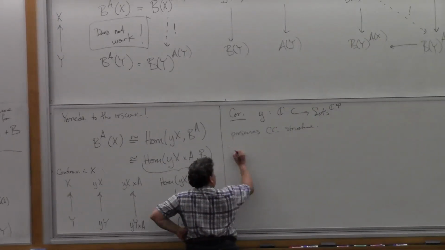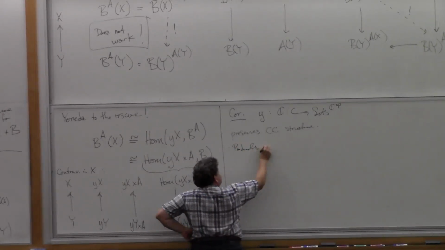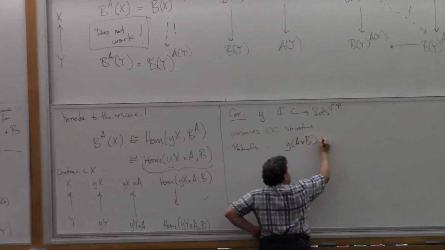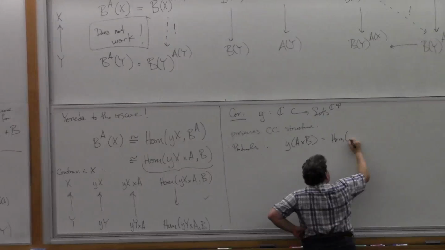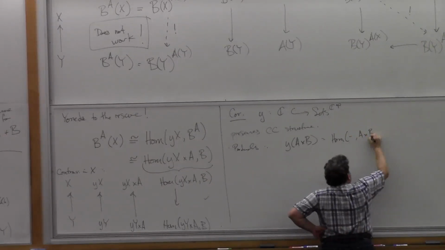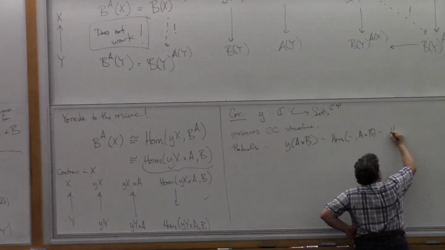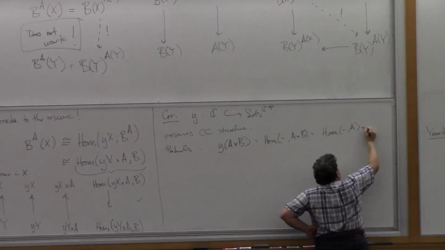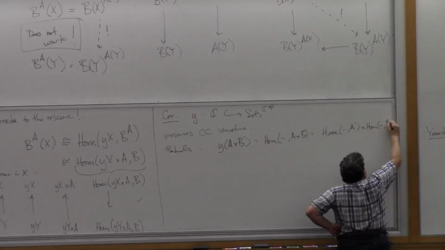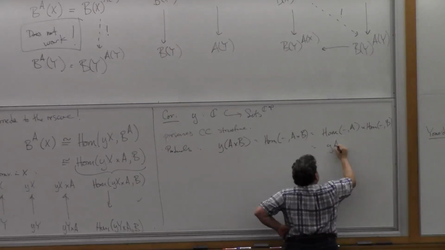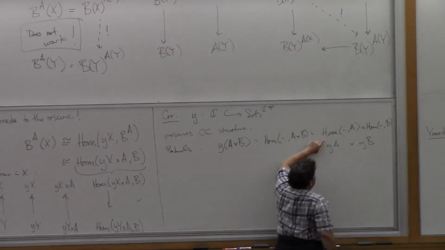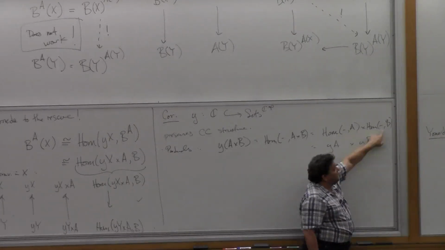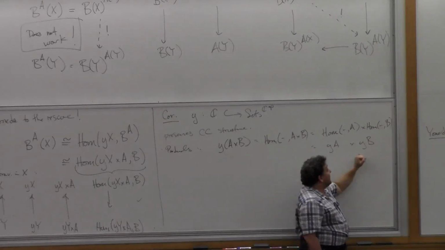So let's check that. Products: if we want to make Yoneda of A cross B, what is that? That's Hom(blank, A cross B). Well, we already checked that you can pull a product out on the right of a Hom set, right? A cross Hom B. So that's Yoneda of A cross Yoneda of B. Because we know that these are taken pointwise, we just checked that the product of two functors is just the pointwise product of the values. So that's what we've got here.